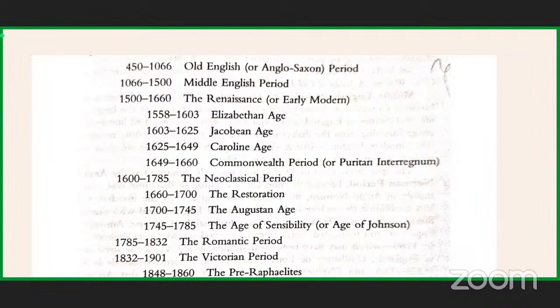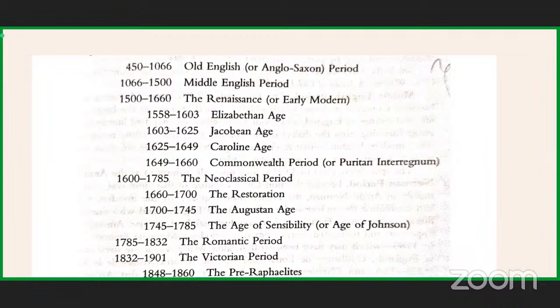So he has divided the entire period or span of time of English literature into many ages or periods. Basically, we have three periods in English literature. The first one is the Old English period, the second one is the Middle English period, and the third one is the Modern English period. Okay, so Old English, Middle English, and Modern English. Now, within these three categories, we can have some sub ages or sub periods.